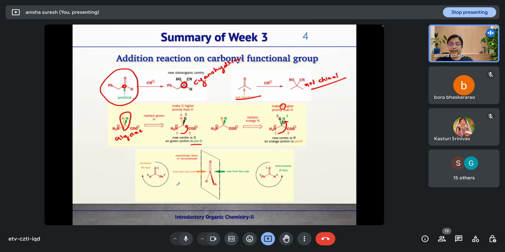Okay, so if we number this, oxygen will be having first priority, then phenyl, then hydrogen, 1 2 3 clockwise. So this is the re face, and here the priority will be assigned like this: 1 2 3, anti-clockwise. This is known as the si face. So these are the two enantiotopic faces of this carbonyl compound, benzaldehyde. So addition can take place from both the re face or from the si face. Accordingly we will get different products.